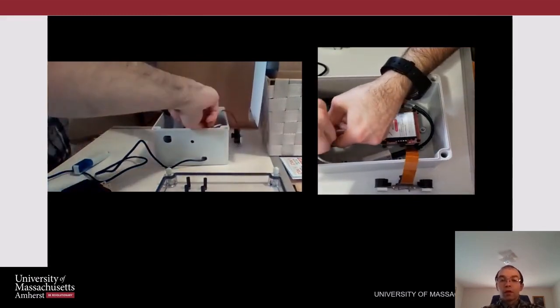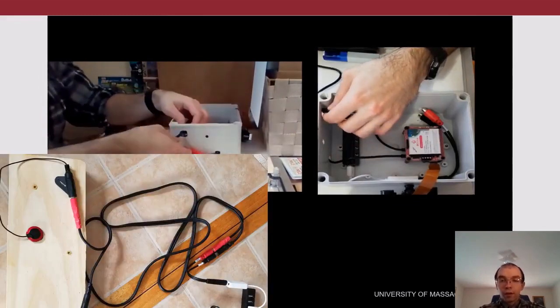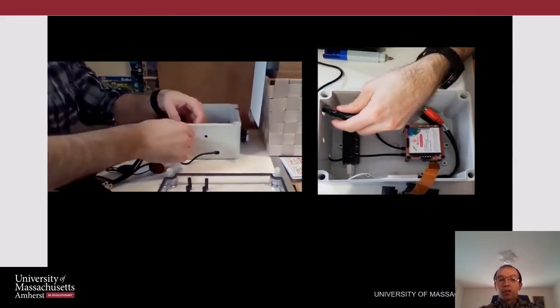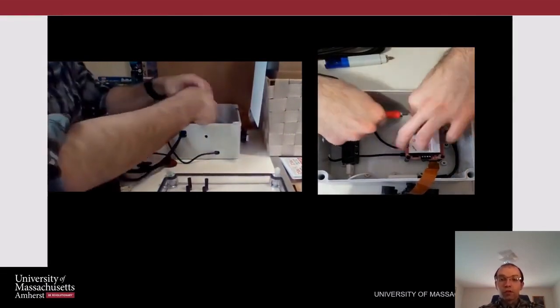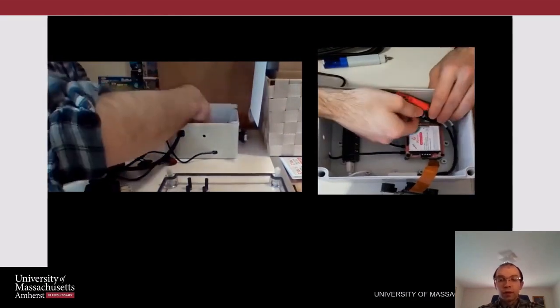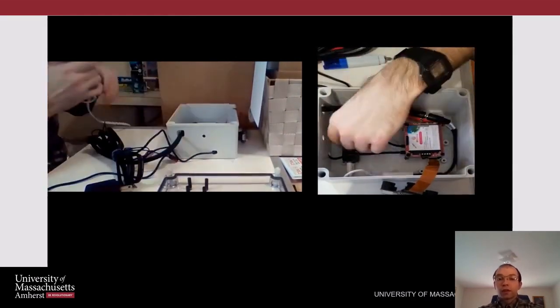Here you can see I'm adding audio cables to the device. These audio cables are connected to transducers that are attached to the outside of one of the artificial nests. The transducers provide audio input to the Raspberry Pi, and that's how I record sounds produced within the nesting galleries.